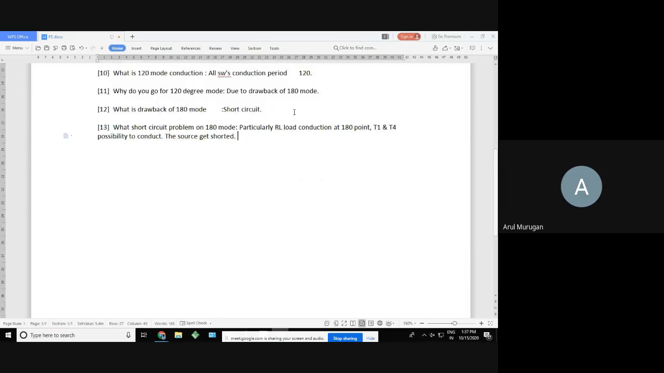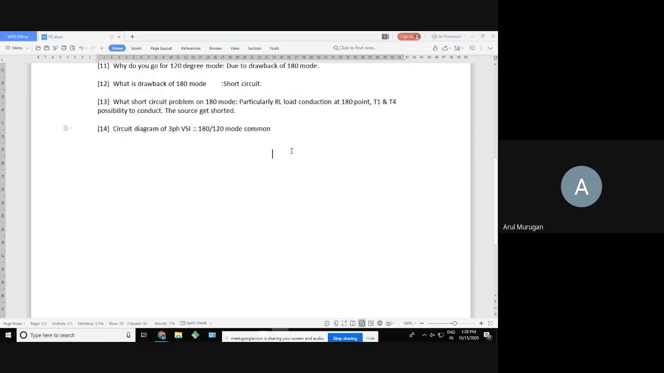Once again, I will draw the circuit diagram, then you will understand. The circuit diagram of a three-phase voltage source inverter is common for both the 180-degree mode as well as the 120-degree mode.